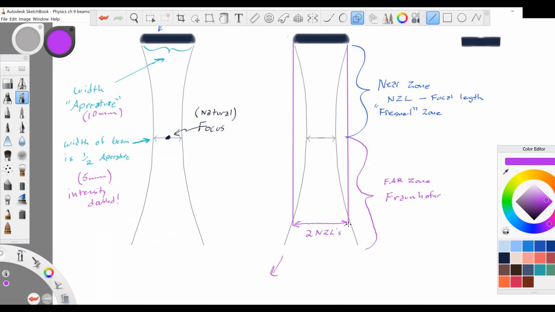Yeah, it looks like I was pretty darn close. So at 2 near zone lengths, the width of the beam is now equal to the original aperture, the original width of the active element. We'll get rid of those just because it gets a little messy in here.